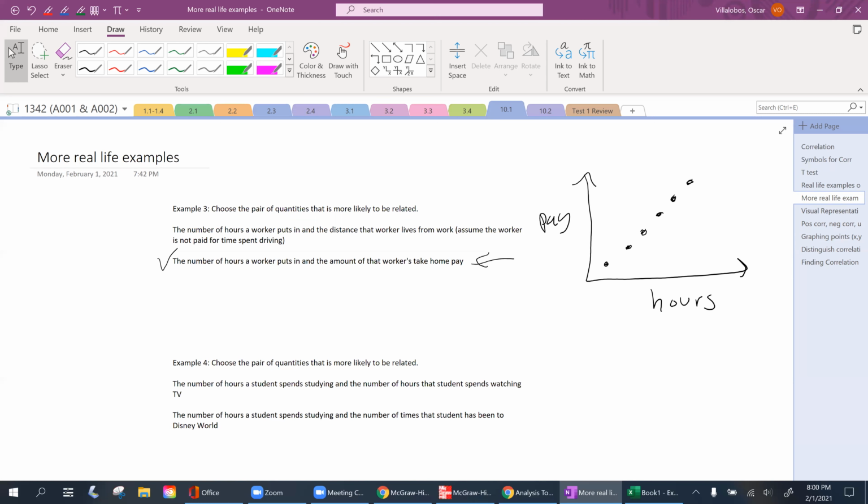Or the number of hours a student spends studying and the number of times a student has been to Disney World. Well, that's pretty odd, right? Because you can study all you want, and that's not going to guarantee that you're going to go to Six Flags or to Disney World or Knott's Berry Farm. That's not going to guarantee anything. So I'd say the top one, specifically.